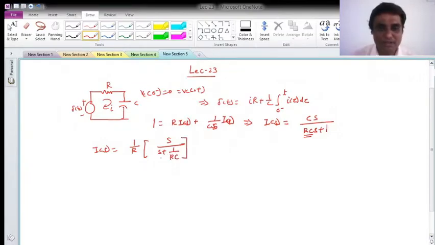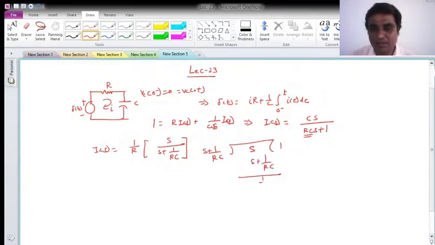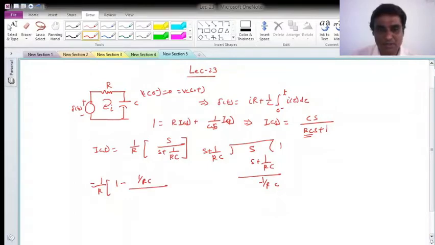Can I use the inverse pair? No, I cannot use it, because the order of the numerator is equal to the order of the denominator here. So I have to do the quotient, that is, divide numerator and denominator and write it as quotient plus remainder upon divisor. So it is 1 by R, quotient is 1, minus remainder 1 by RC into divisor, 1 over S plus 1 by RC.